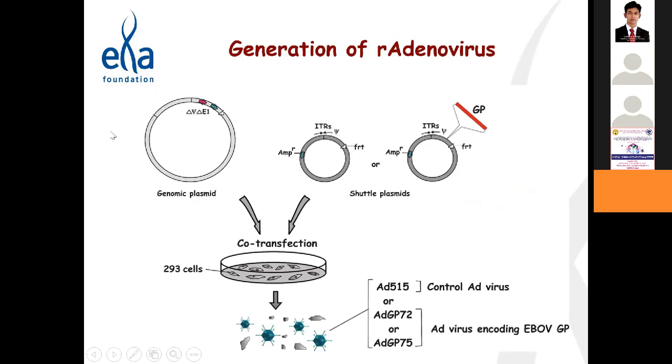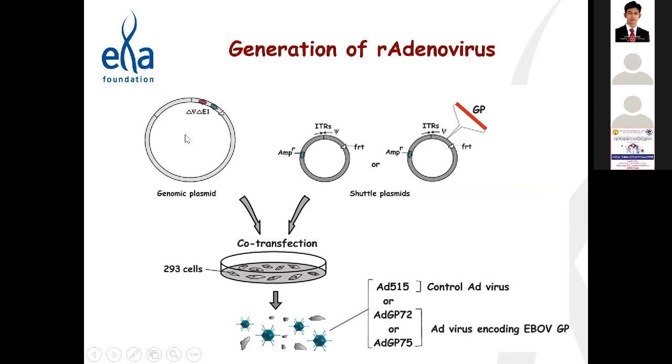So what we did here is, it's a 2 plasmid system that we have. We used a genomic plasmid, which has the entire adenovirus genome except for this region that you are seeing here. So this is furin. This region is FRT. This region, from here to here in the shuttle plasmid, and from here to here in the genomic plasmid, recombines when they both are transfected into the cell.